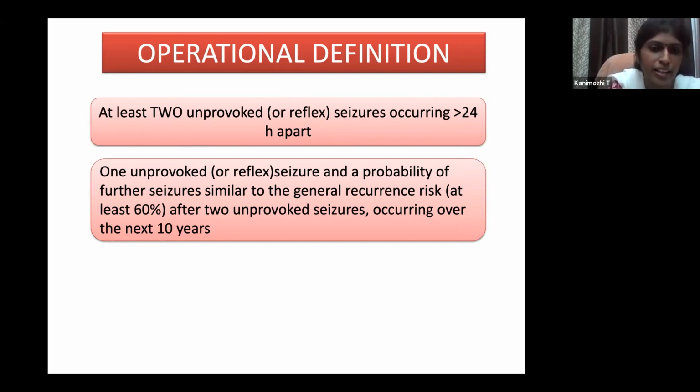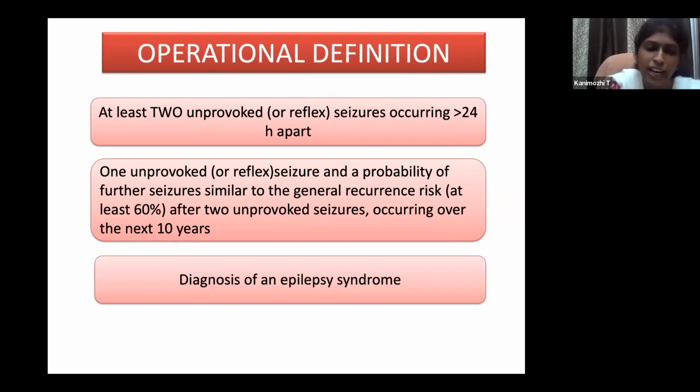But when do we start, even if there is 1 unprovoked or a reflex seizure? Only when there is a probability for further seizures similar to after occurrence of 2 unprovoked seizures. That's it. Like after 2 unprovoked seizures, the probability of recurrence is 60%. When this recurrence is similar for 1 unprovoked seizure, then also we have to consider it as epilepsy and start anti-epileptic drugs. Or we have a diagnosis of an epilepsy syndrome.